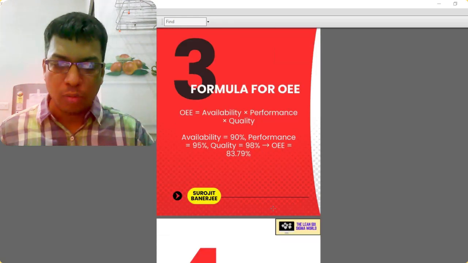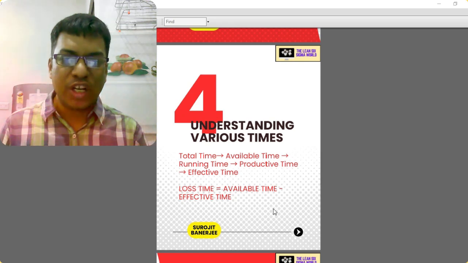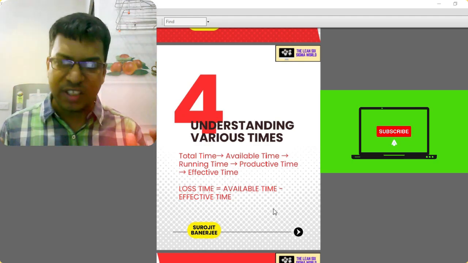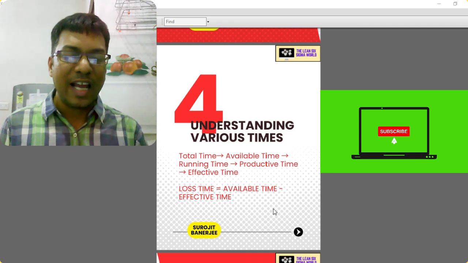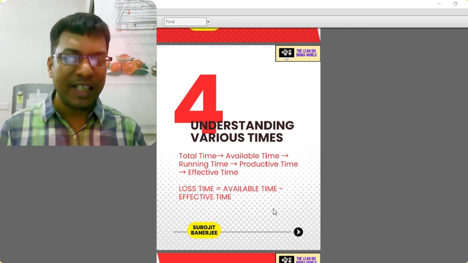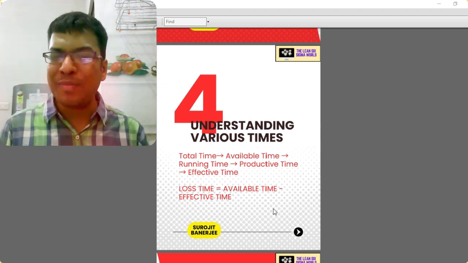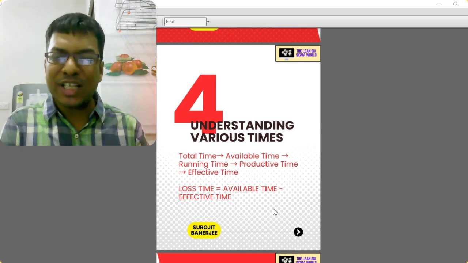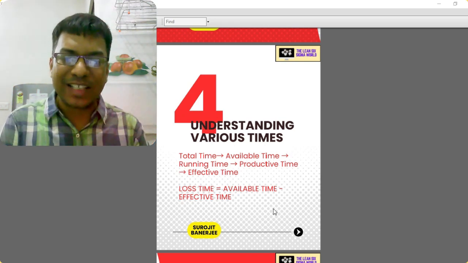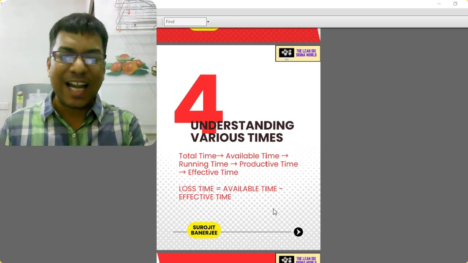Now, we need to understand the various times that are involved in the journey of OEE. So first of all, there is total time. If your shift is 8 hours, normally the shift is 8 hours, so that is equal to 480 minutes, because 8 into 60 is equal to 480 minutes. Now, available time is equal to total time minus the planned downtime. Planned downtime is what? There are basically 30 minutes lunch time normally, and 15 minutes tea break time. So 1 hour is gone, so total 60 minutes gone. So total time minus planned downtime is equal to available time. So 480 minus 60 is equal to 420 minutes. That is your available time.